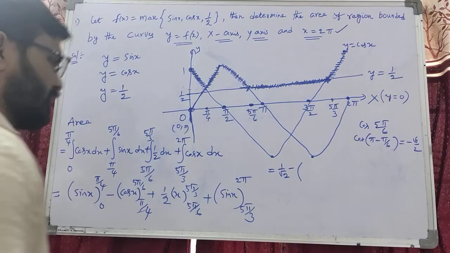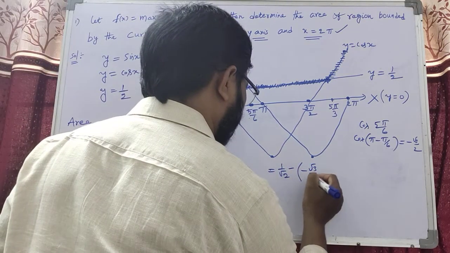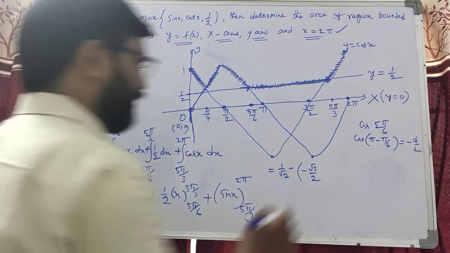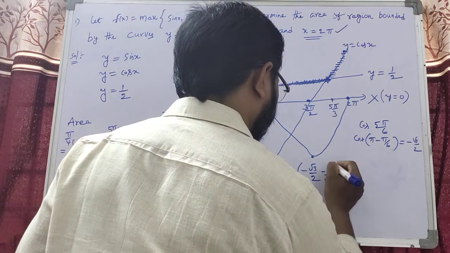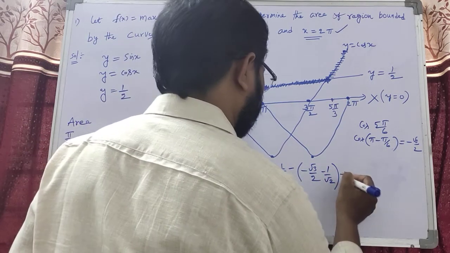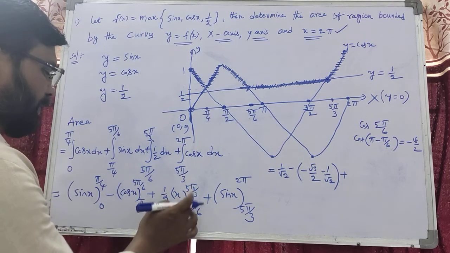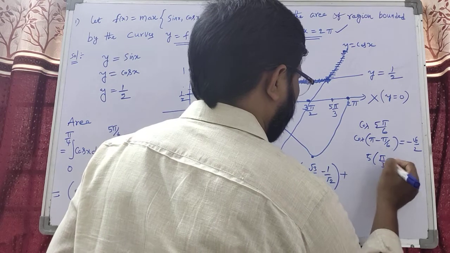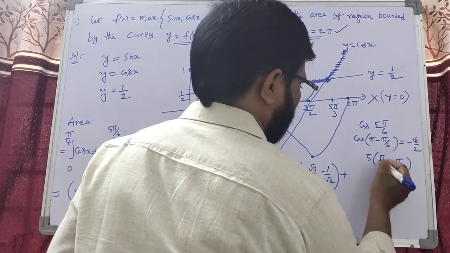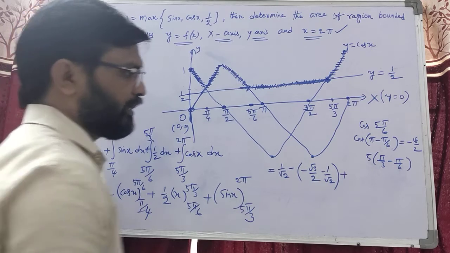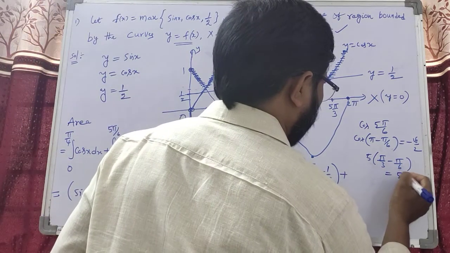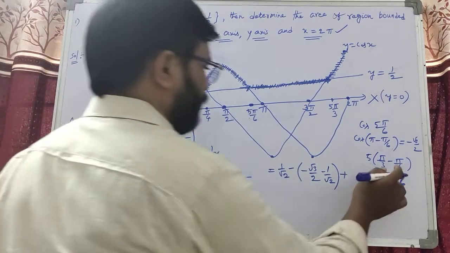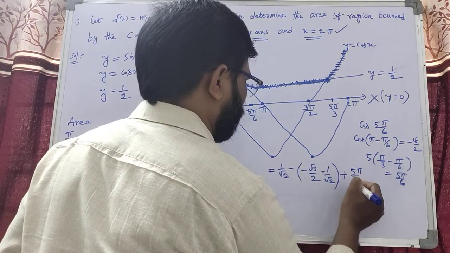So this is minus √3/2. Now cos 45 is 1 by root 2, with the minus sign. Now the middle integral is 1 by 2 into 5 pi by 3 minus 5 pi by 6. Students, 5 is common, pi by 3 minus pi by 6 is 60 minus 30, 30, that is 5 pi by 6. Therefore 1 by 2 into 5 pi by 6 is 5 pi by 12.